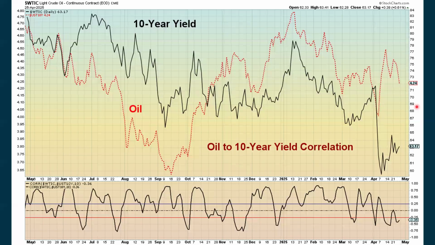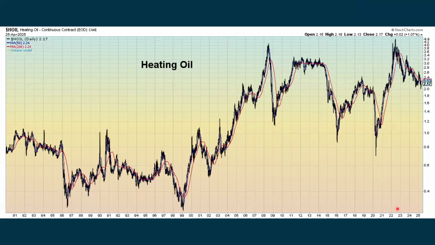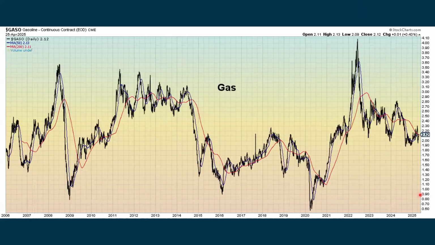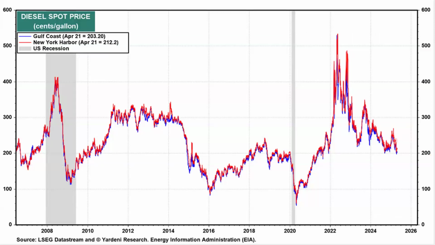Then we do a correlation between the 10-year yield, which is in black down here, and oil, which is the red dashed line. And we see that they have a slight tendency to go in opposite directions, but they're pretty near this neutral area right now. Heating oil is in a downtrend. Natural gas is in an uptrend, but it's really been pulling back lately. And then gas is kind of in an uptrend. It's been chopping around a little bit here, but not really going up with a lot of conviction. Diesel, we still see this falling for the most part.